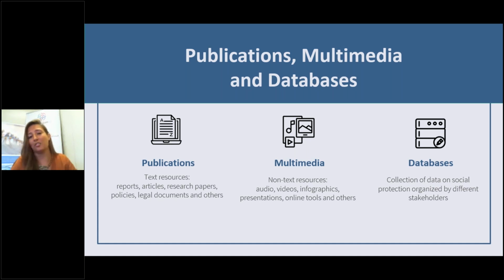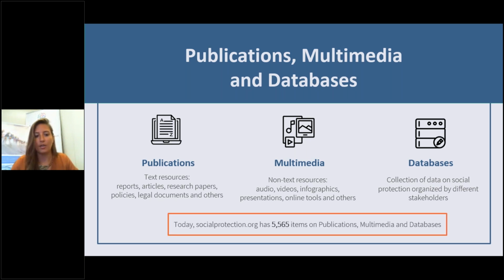You can find all this content in the sections of publications, multimedia, and databases respectively on the platform, and always use the filters on the right side to find the specific content that you want. Right now, socialprotection.org has over 5,000 items on its databases of publications, multimedia and databases as well. It's a massive database of resources on social protection, and it's updated almost daily.